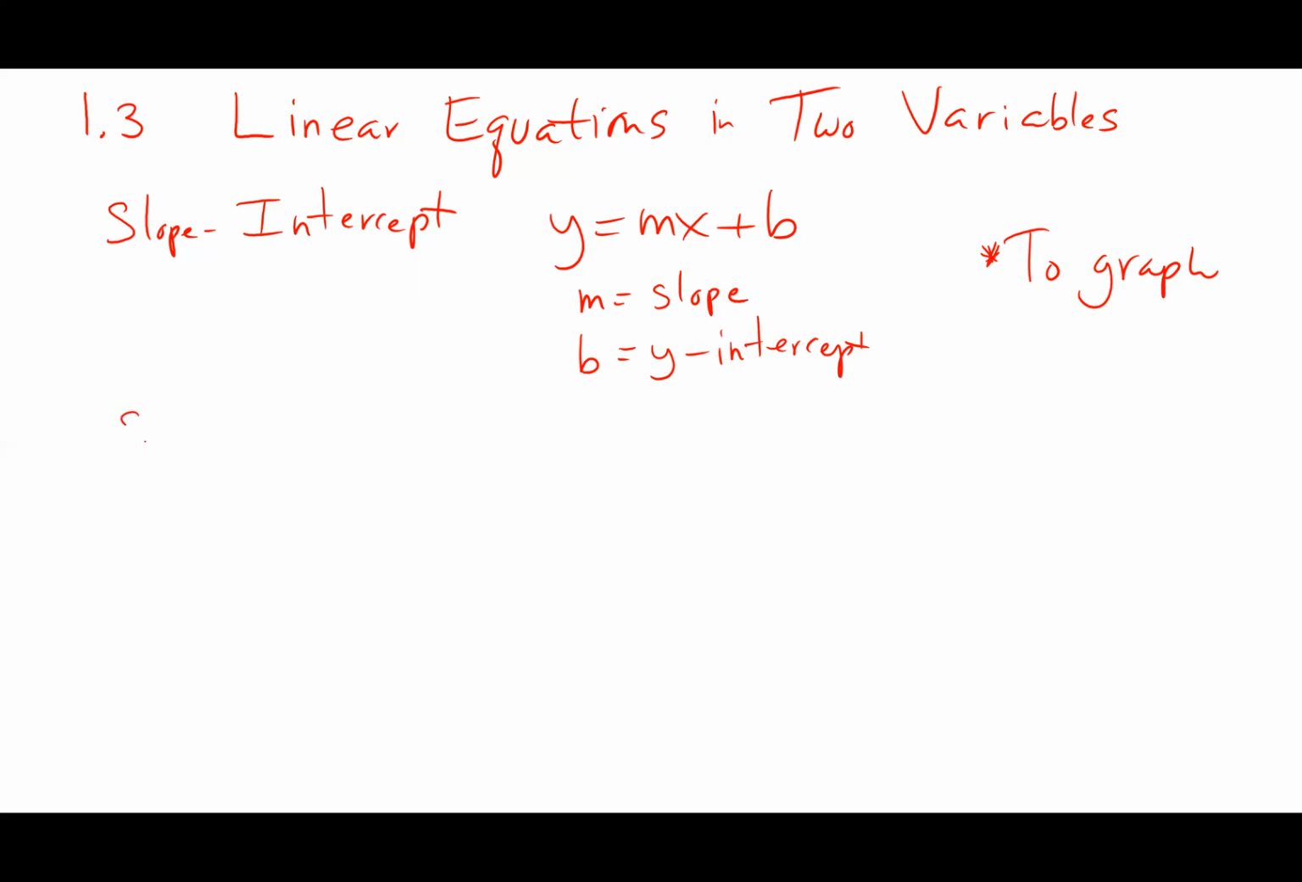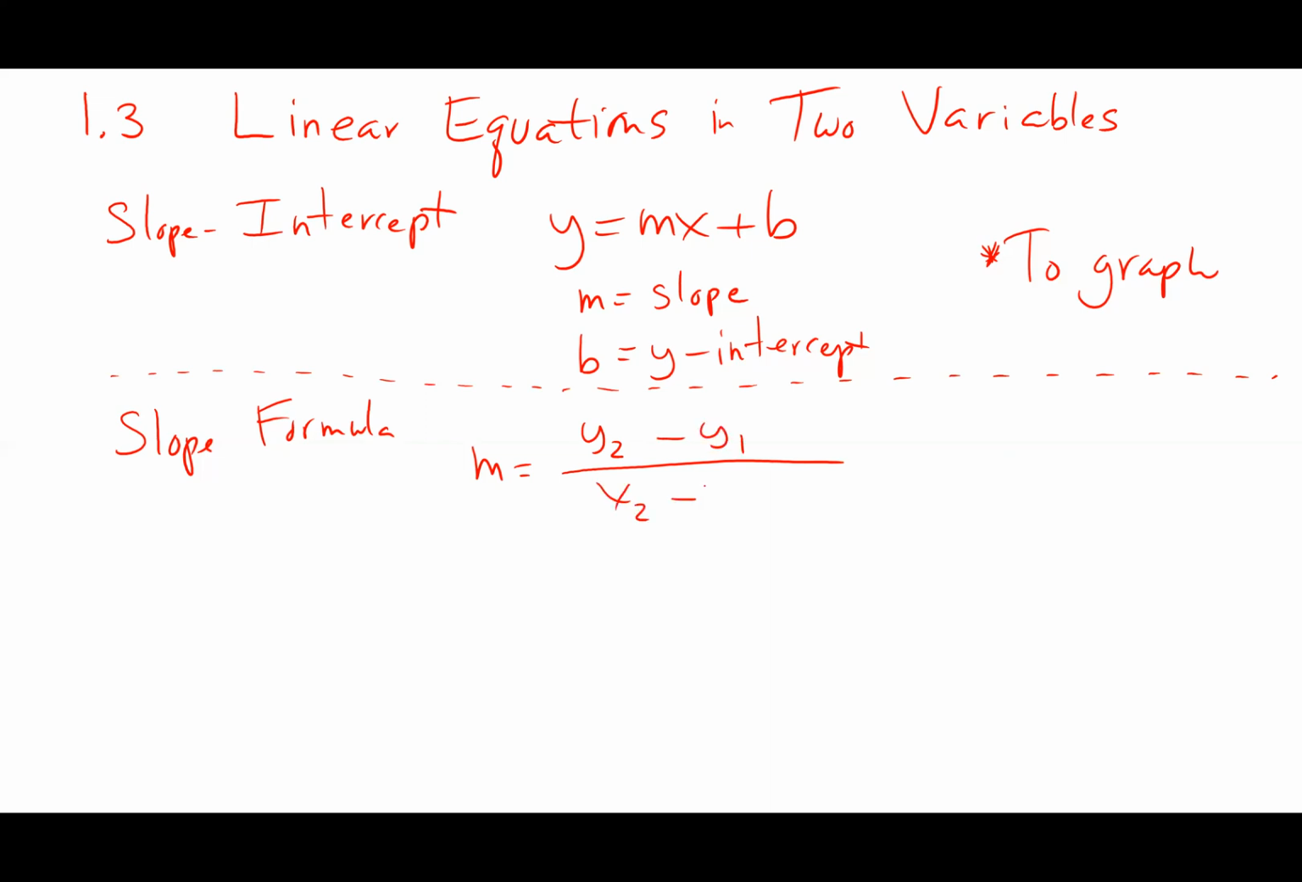Okay, next one is just the slope formula itself. Maybe I put like this little dash mark like this so I can separate those out. All right, you guys should also know this from algebra 1. It's y2 minus y1 over x2 minus x1. And what we do is to find slope. That's what we do.